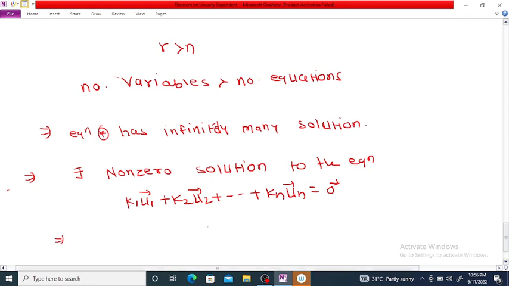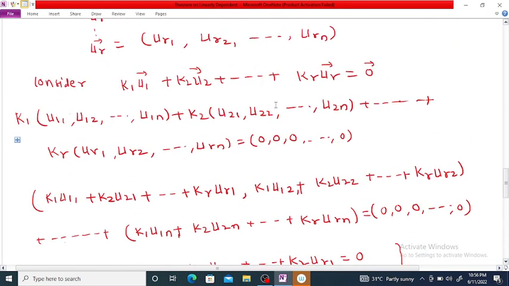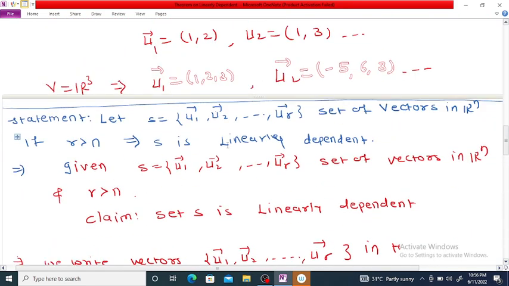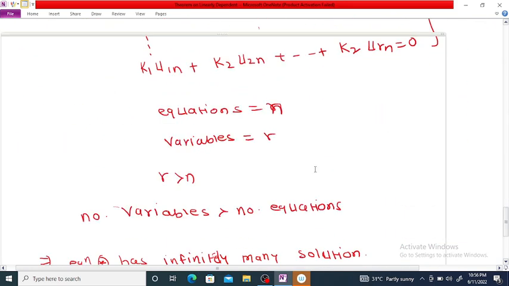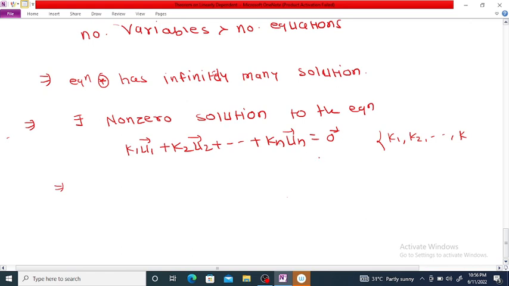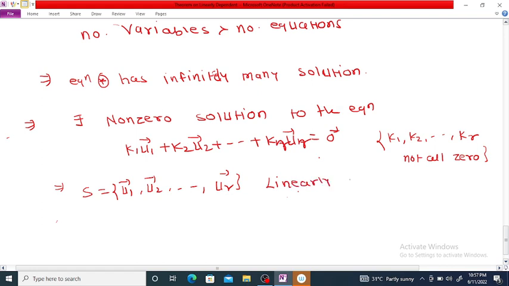These k1, k2, kr are not all 0. Our equation is k1 u1 bar plus k2 u2 bar plus dot dot dot plus kr ur bar equal to 0 bar, where k1, k2, kr are not all 0. And therefore this set S is equal to u1 bar, u2 bar, dot dot dot, ur bar, is linearly dependent. Thank you.